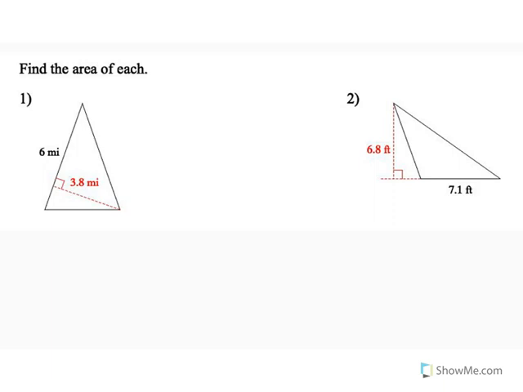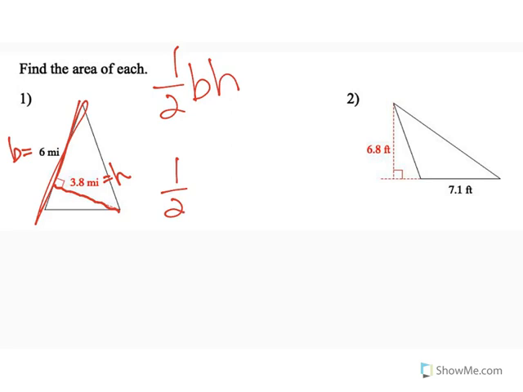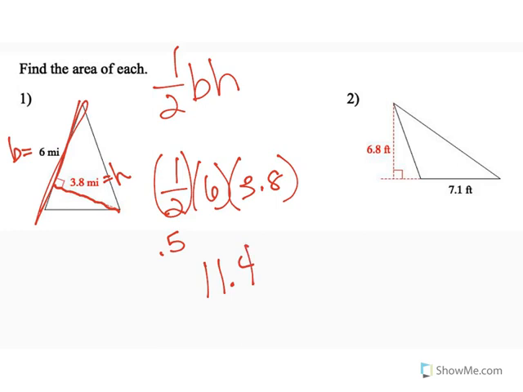In this triangle, we know this side is 6, and we know from there to the opposite vertex is 3.8. So that's the height, and that's the base. In a triangle, we're going to do 1/2 base times height. So that means we're going to do 1/2 times 6 times 3.8. You can just put that in your calculator just like that. Instead of putting the 1/2 in parentheses, you could just say 0.5. And when we put that in our calculator, we get 11.4.